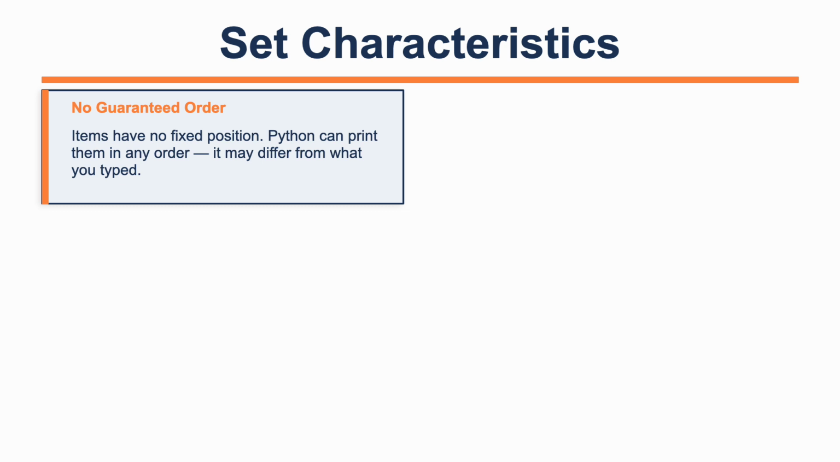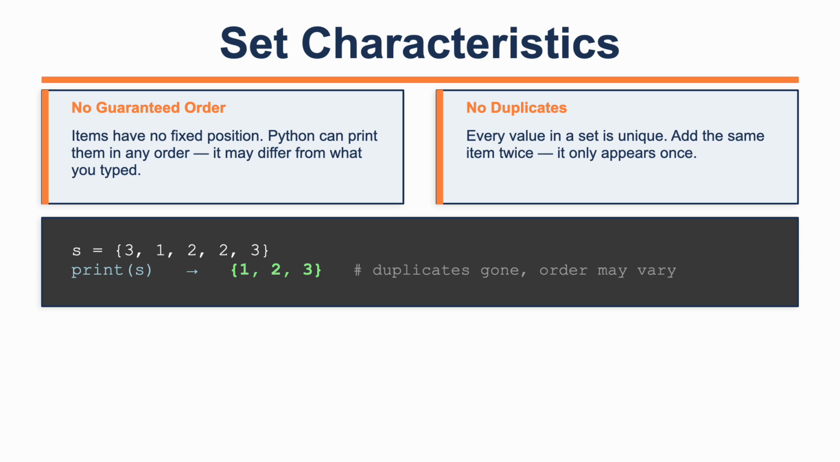But before we use one, let's understand how it actually behaves, because sets have 3 characteristics that make them very different from lists and tuples. First, no guaranteed order. Items in a set have no fixed position. Python can print them in any order, and it may not match the order you type them in. Second, no duplicates. Every value in a set is unique. Add the same item twice, and it only appears once. The set just keeps one copy.